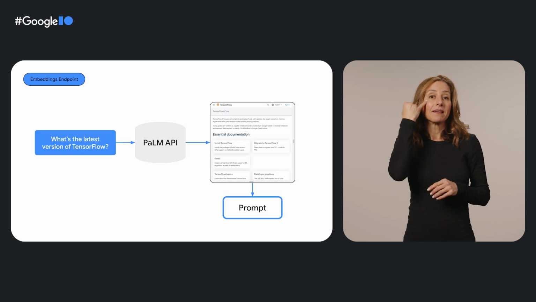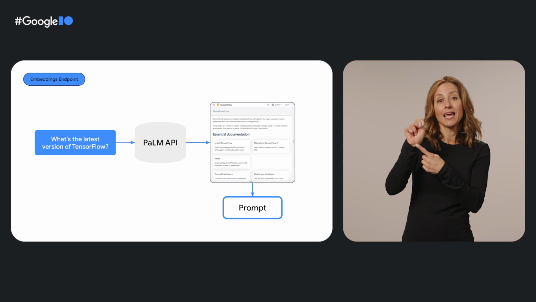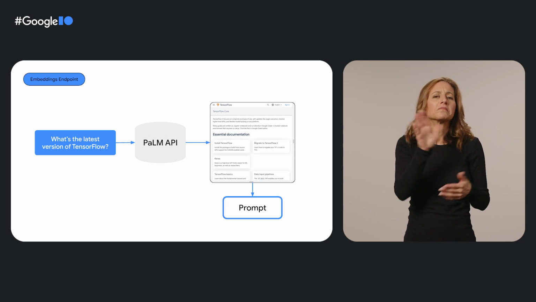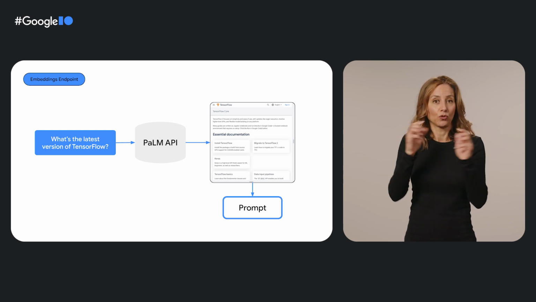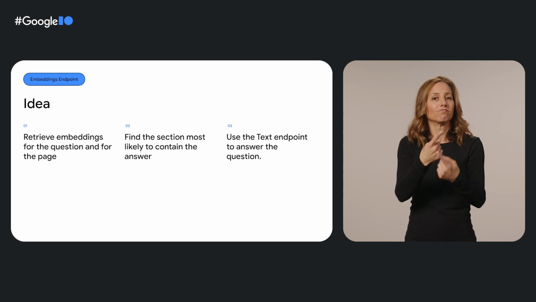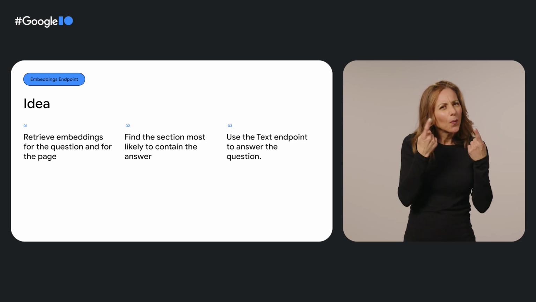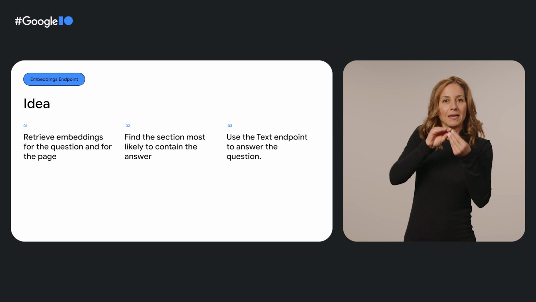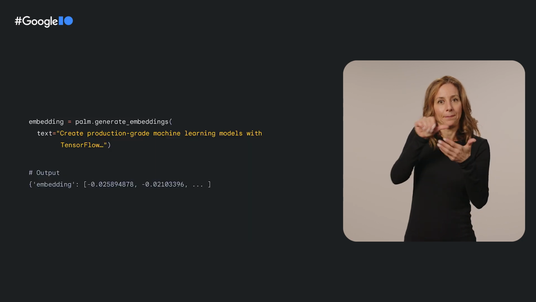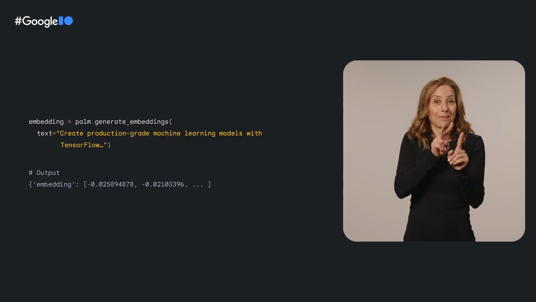Imagine you have a web page like tensorflow.org, and you have a question like, what's the latest version? You can use the embedding endpoint and the text endpoint together to ask and answer this with natural language. So how does this work? The first step is to use the embeddings endpoint to retrieve embeddings for each paragraph from the page. And you can generate an embedding in a single line of code.